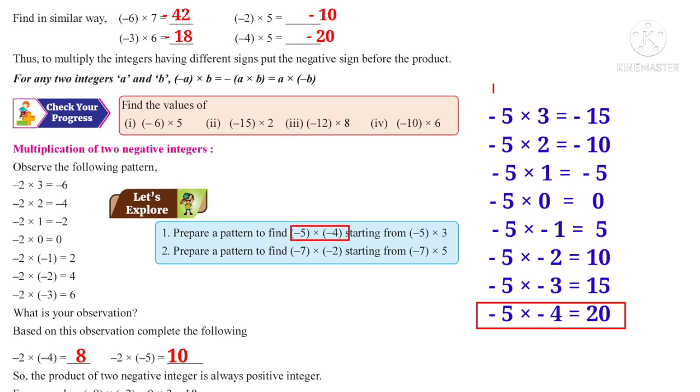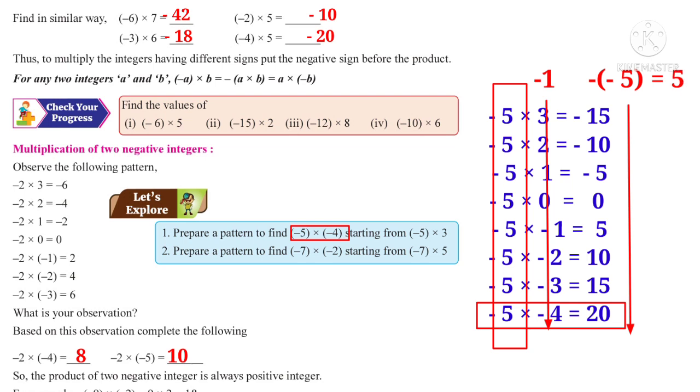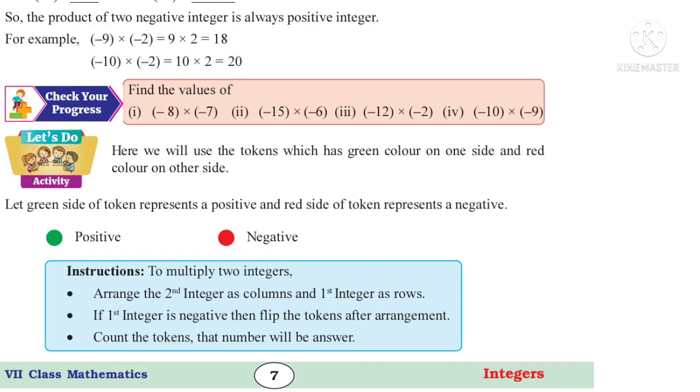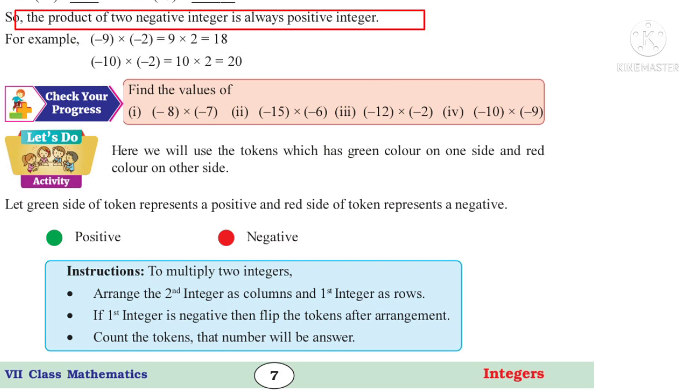Now in this pattern, the first number is a fixed number minus 5 and the second number is decreasing from 3 to minus 4 at the rate of difference 1, that is minus 1, and the products are increasing at the rate of plus 5, because minus 15 plus 5 is minus 10. And at last observe that the product of two negative integers is a positive integer, because minus 5 into minus 4 is plus 20. So the product of two negative integers is always a positive integer. For example, minus 9 into minus 2 is 9 into 2, which is equal to 18. Minus 10 into minus 2 is 10 into 2, that is equal to 20.